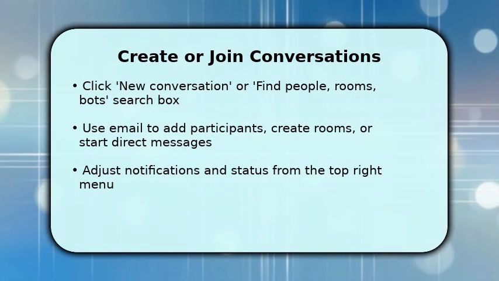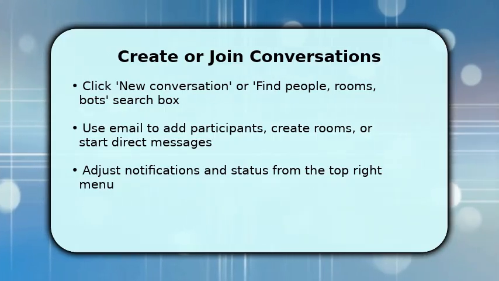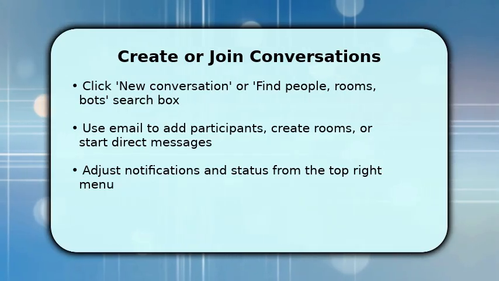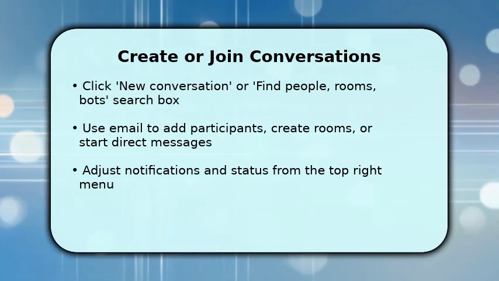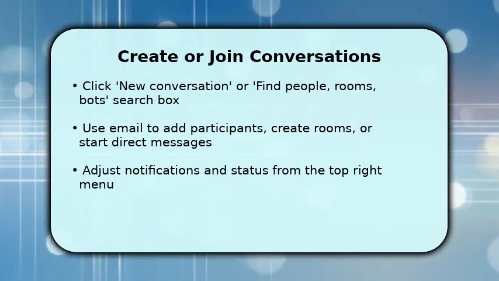Next, you create or join a conversation. Click New Conversation or use the search box labeled Find People, Rooms, Bots to locate contacts by email. Once you add participants, decide if this is a direct message or a room for a team. Rooms support threaded topics and files.